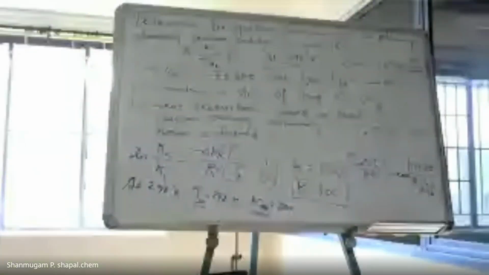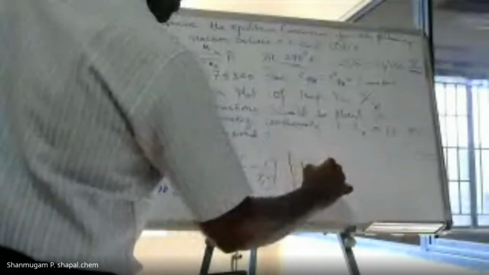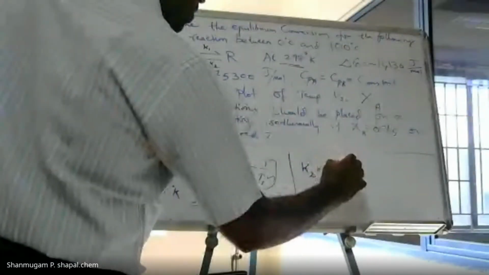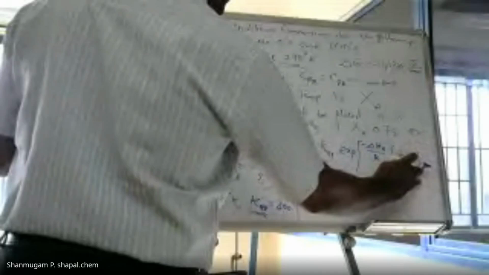The question says that if you substitute this here, then K2 can be written, because we will put the exponential, as K2 equals K1 times the exponential of delta HR by R times 1 by T2 minus 1 by T1. Here T1 is 1 by T.